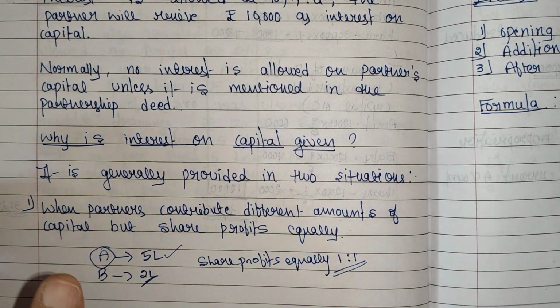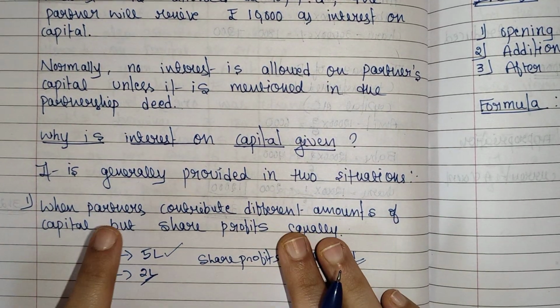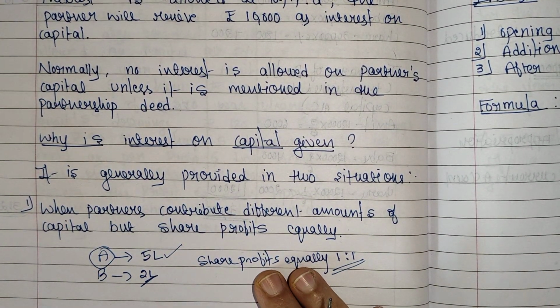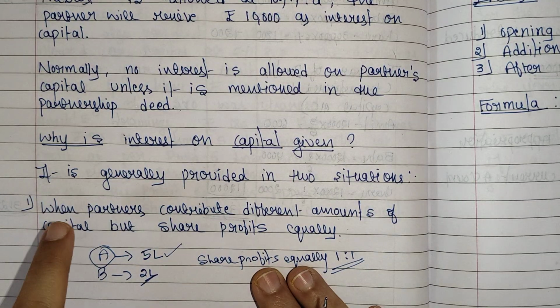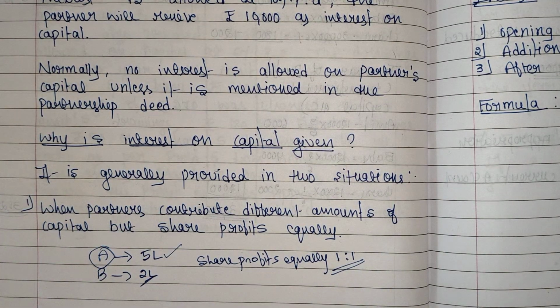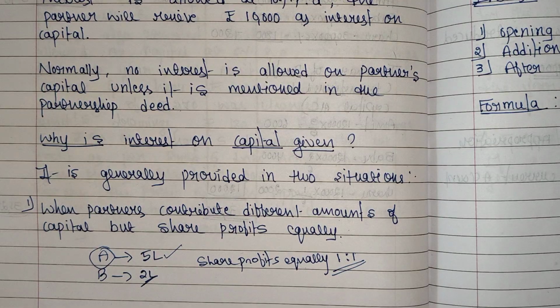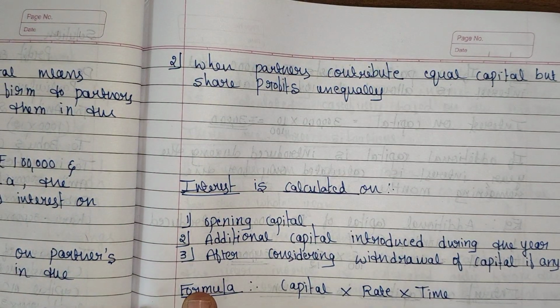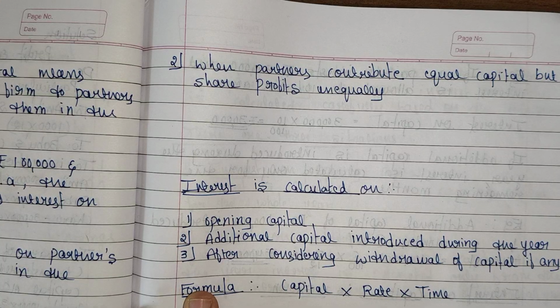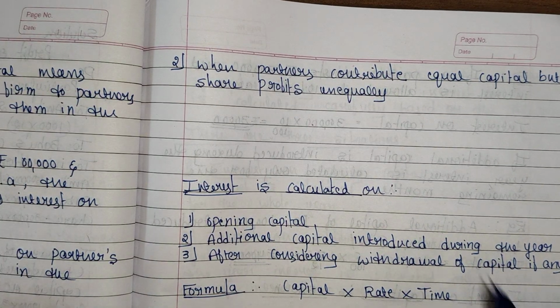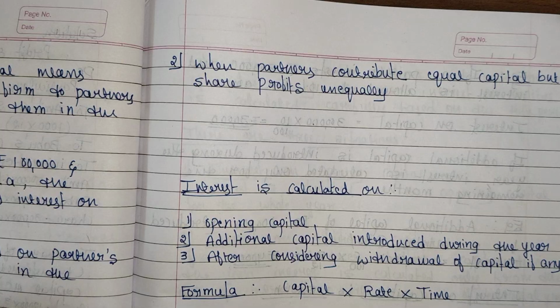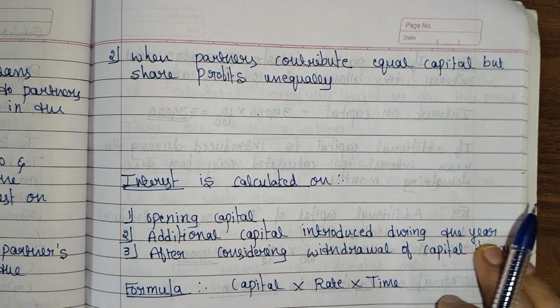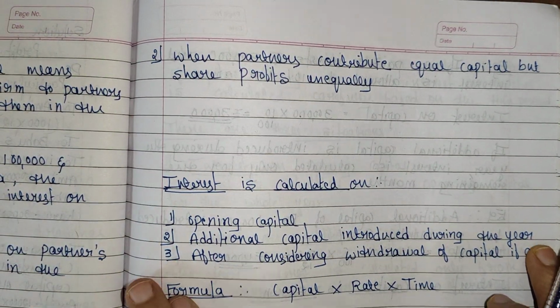Now let's see the second situation. The second situation is exactly the opposite of the first situation. In the first situation, partners contribute different amounts of capital but share the profits equally. The second situation is when partners contribute equal amounts of capital but share profits unequally. Clear?